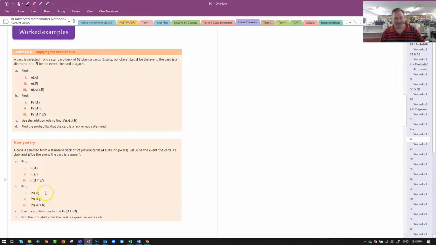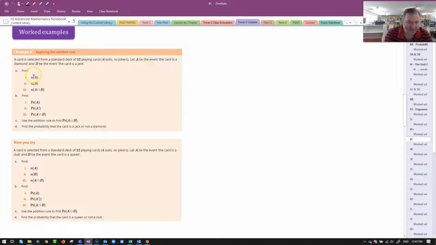I'll work through these first ones. You can work through those other ones if you want to, and then you can get stuck in. Quick one today. So a card is selected from a standard deck of 52 playing cards. 4 suits: hearts, diamonds, clubs, spades, no jokers. Let A be the event that the card is a diamond and B be the event that it's a jack.